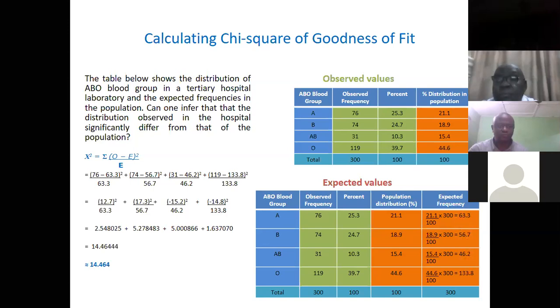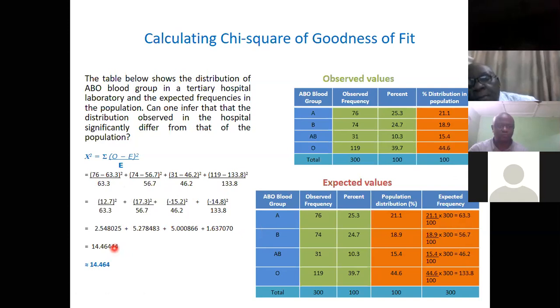If you look at it, the difference is not much from the chi-square test of independence. And you see, it's the same formula: observed minus expected, squared, over expected, for each category. When you add them up, it gives you the chi-square.